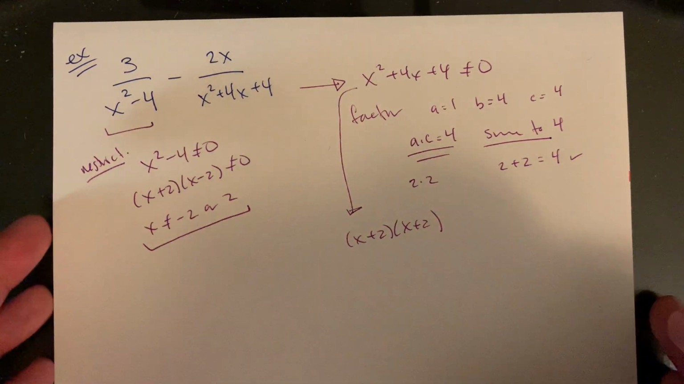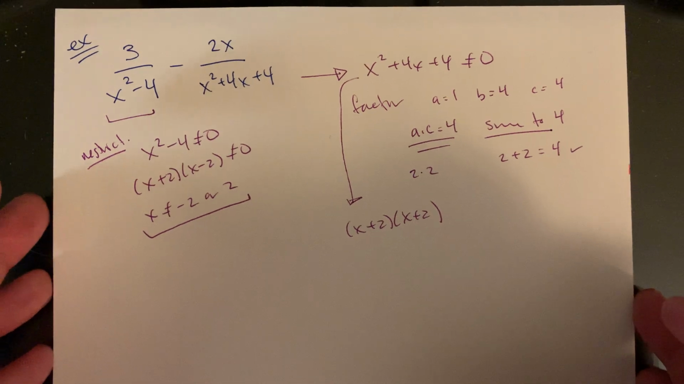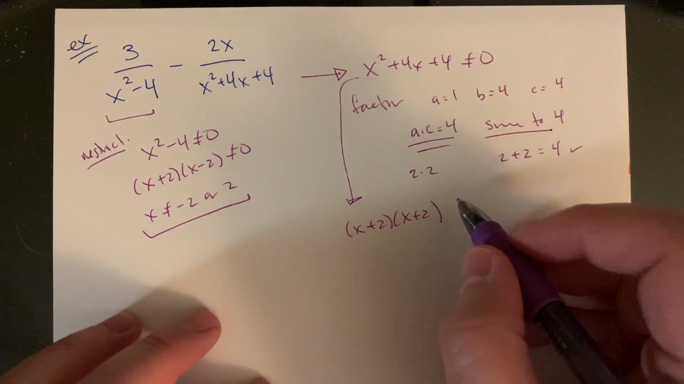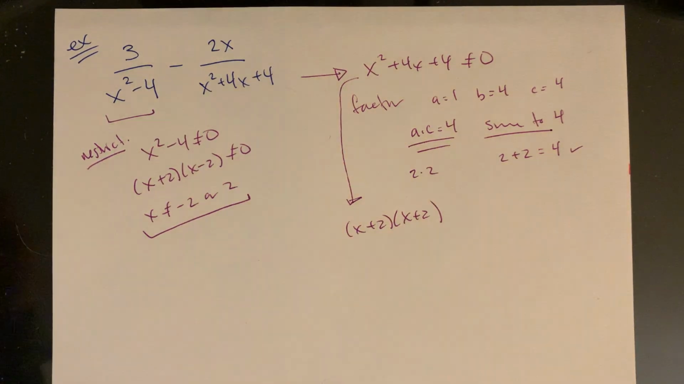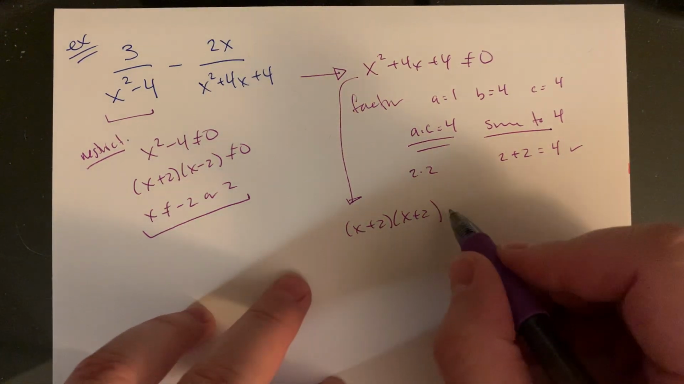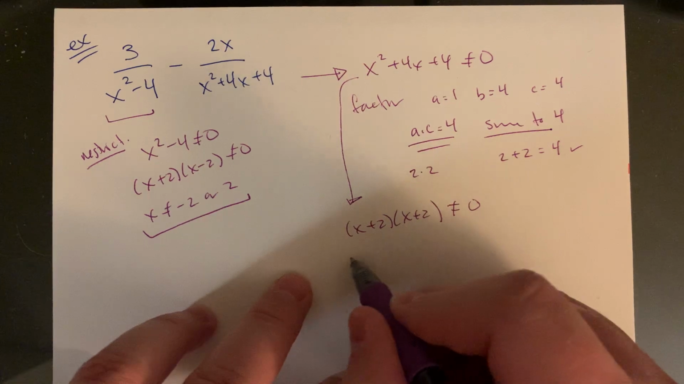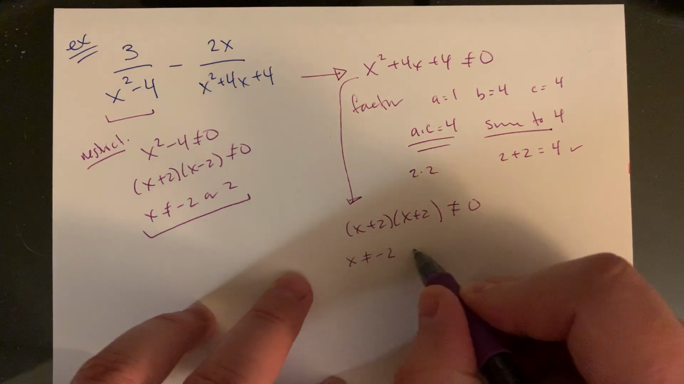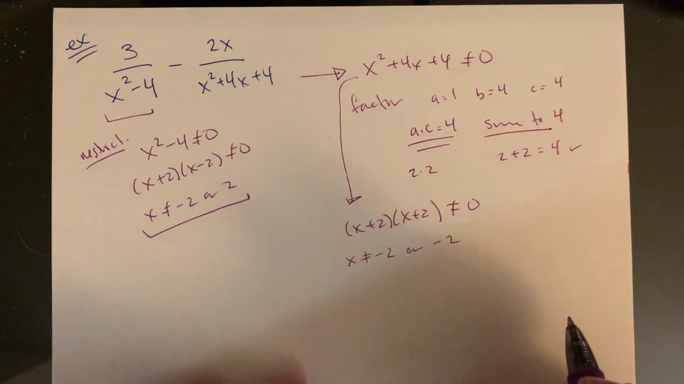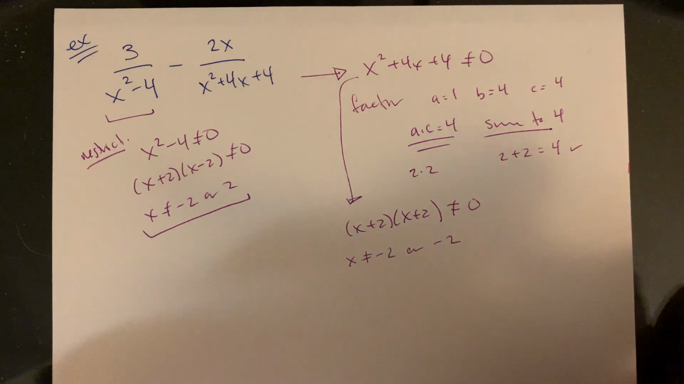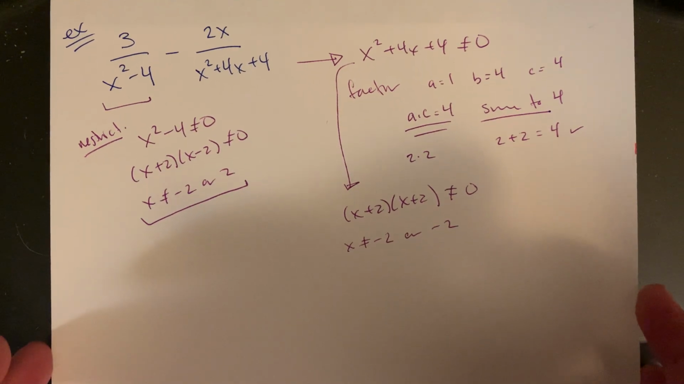This is actually another one of our special cases, a little bit less obvious to pick out, the sort of square of a sum. So x plus 2 times x plus 2 is not equal to 0. So this would just mean x is not allowed to be -2 or -2 again. Great, that's fine, that's cool.